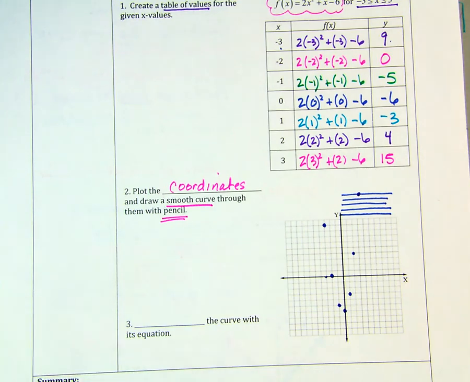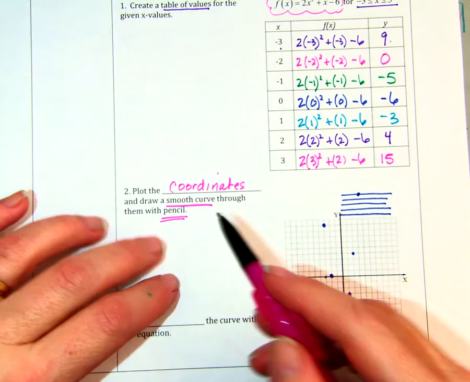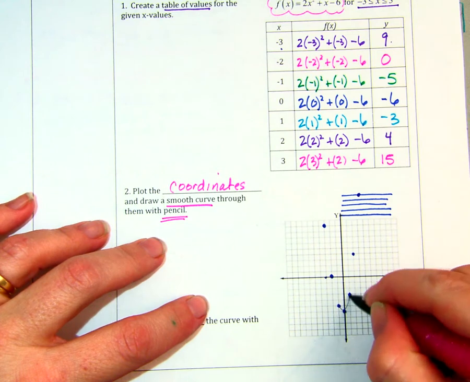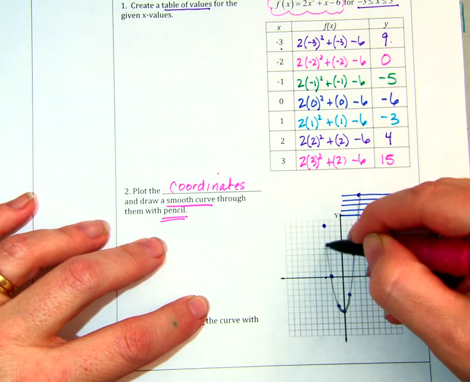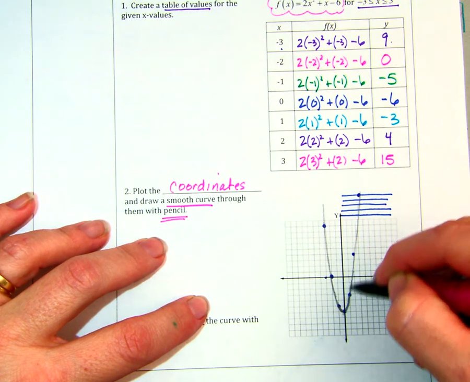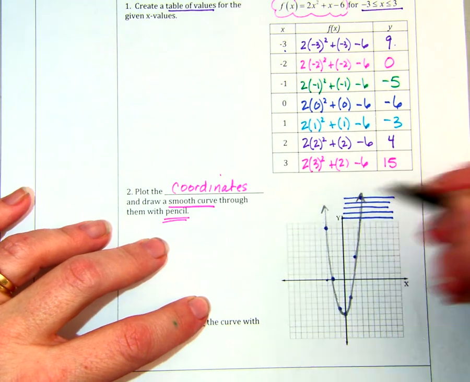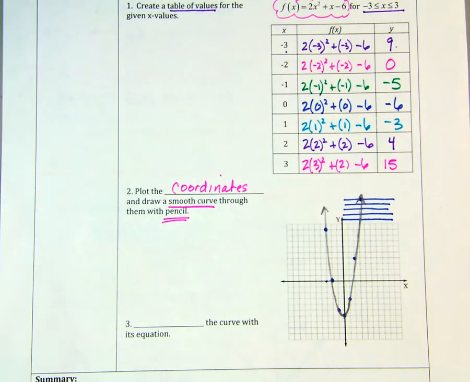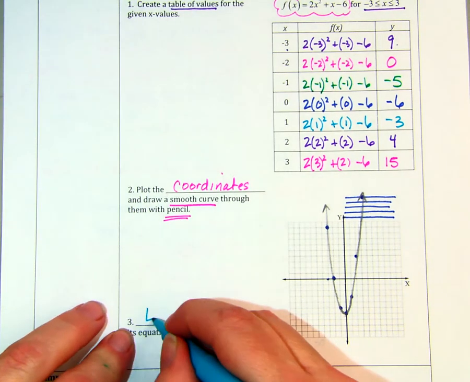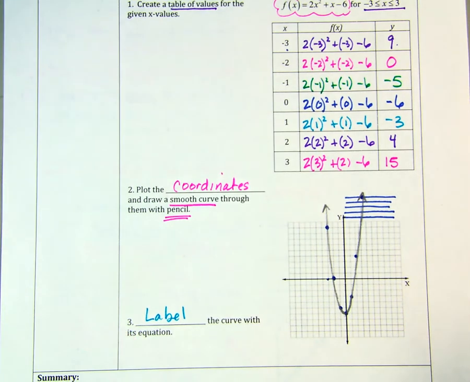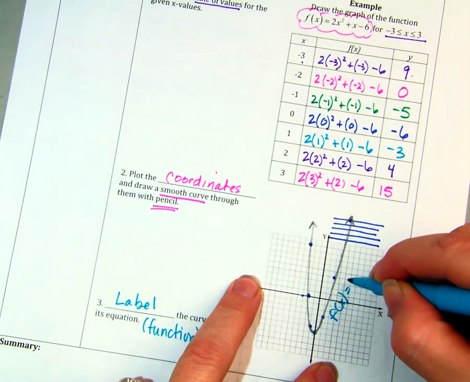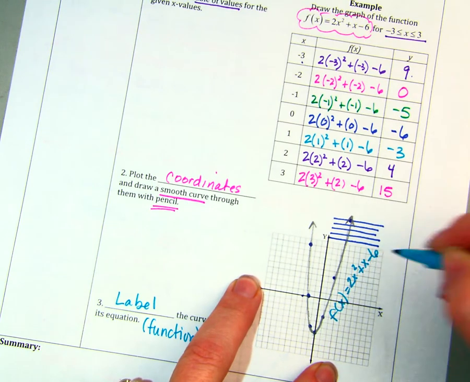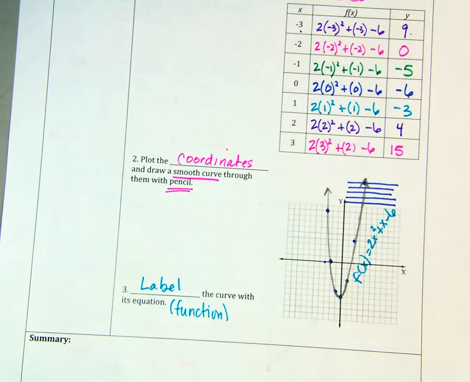So then we're going to take a pencil, and this is a curve. So that means that we're going to need to have a little bit of a U here at the bottom, and then we just kind of connect the dots. But the most important part is that U at the bottom. And then because it doesn't end, we put arrows on the end of it. The last thing is to label the curve with its equation. That's the function that we started with. So this is 2x squared plus x minus 6. And that, ladies and gentlemen, is graphing nonlinear functions.